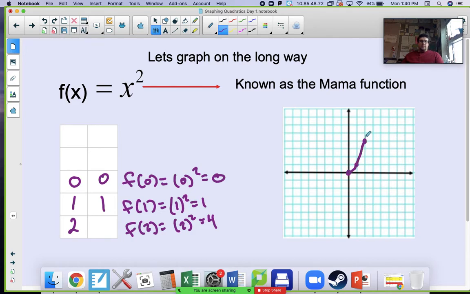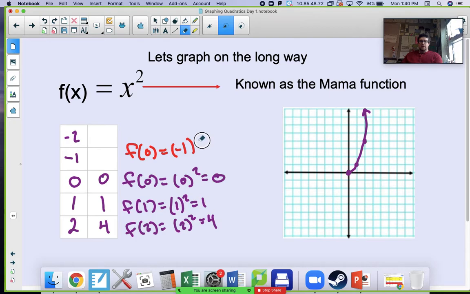So there's half of our parabola right there. Let's plug in -1 and -2. If it's truly symmetrical, we should find 1 and 4. So here's some good practice with squaring negative numbers.